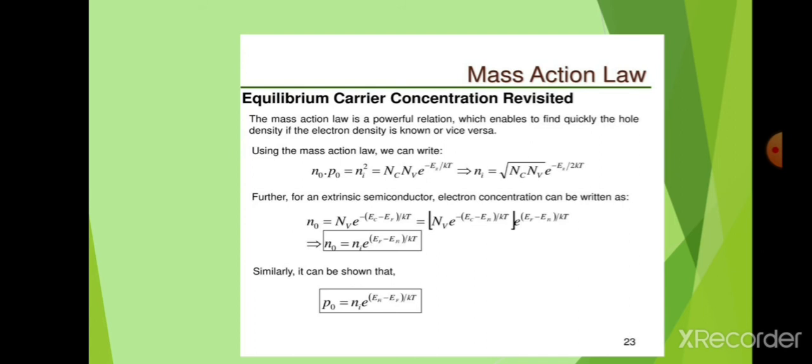Here we are seeing the product of n0 and p0, which becomes equal to ni square, which is equal to Nc into Nv e to the power minus Eg by kT. So this gives us ni equal to the square root of Nc Nv e to the power minus Eg by 2kT. So we can see that p0 is equal to ni e to the power of minus (EF plus Ei) by kT. So this is the equation which we finally derive.